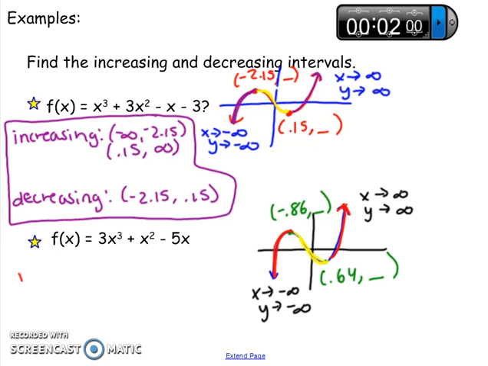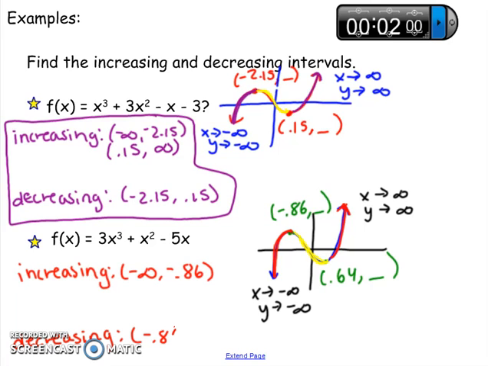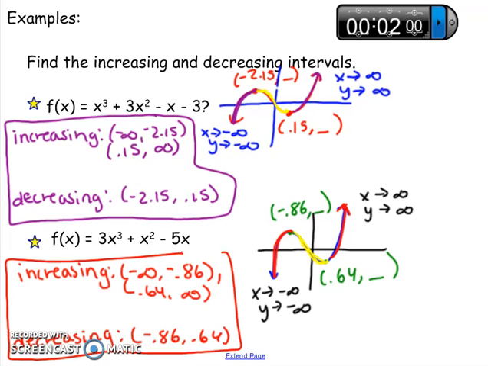So the first thing that we have is increasing, and it's increasing from negative infinity to negative 0.86. Then it's decreasing from negative 0.86 to 0.64. And then it increases again from 0.64 to infinity. So if you notice something about these increasing, decreasing intervals, is that they always leave off at one and then pick up on the same one.